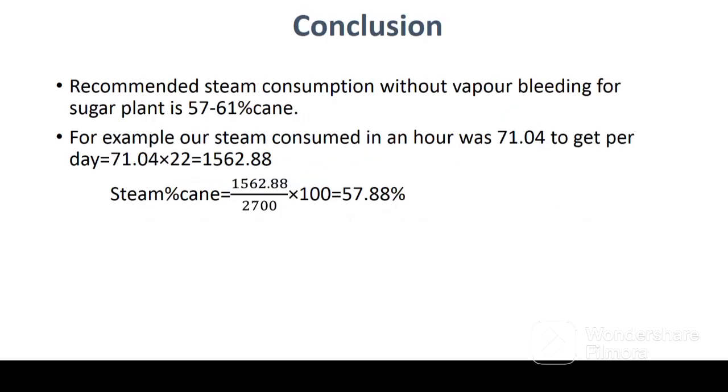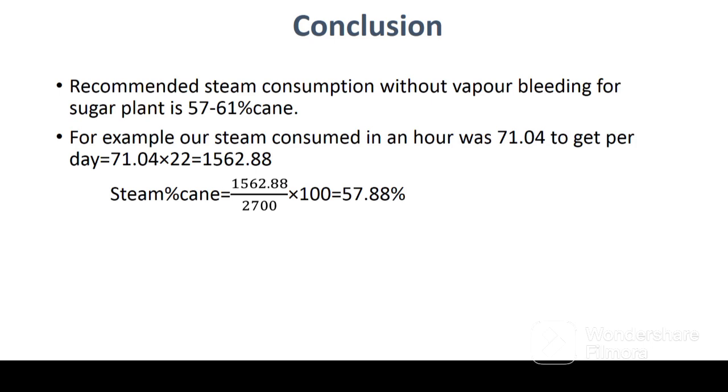Recommended steam consumption without vapor bleeding for a sugar plant is between 57 to 61% on cane. For example, our steam consumed in an hour was 71.04. To get per day, we'll take this times crushing hours, which is 71.04 times 22, which will give us 1562.88.